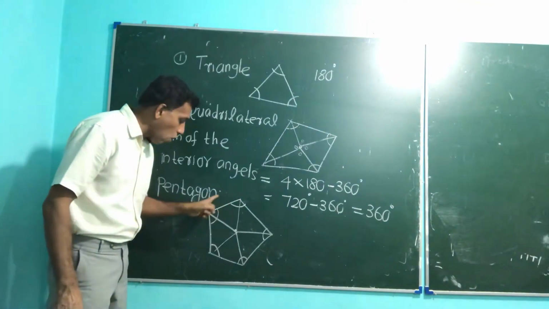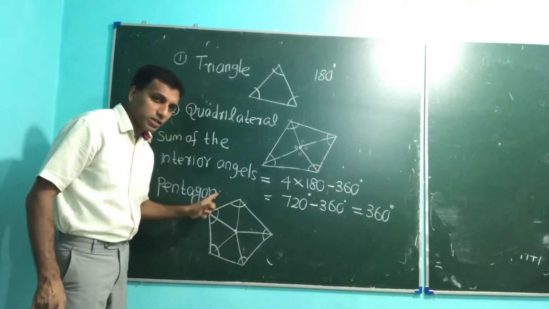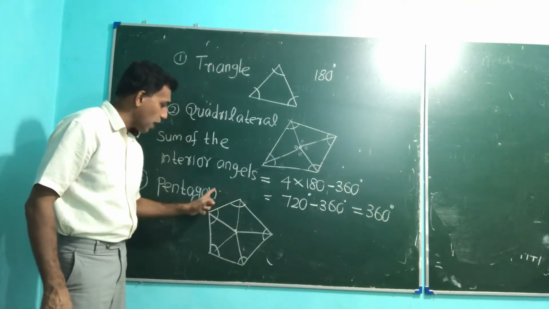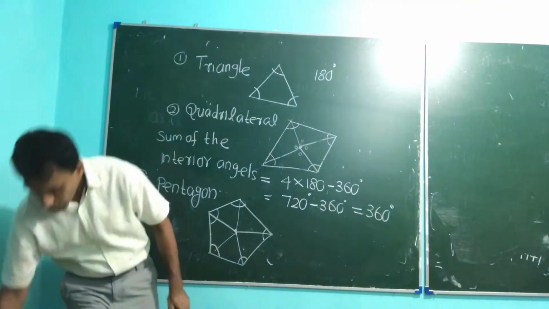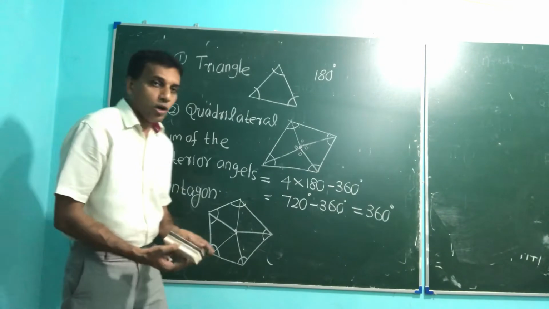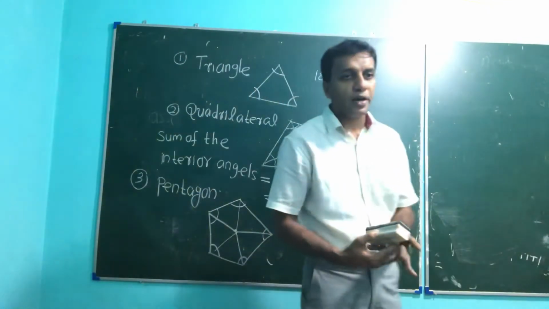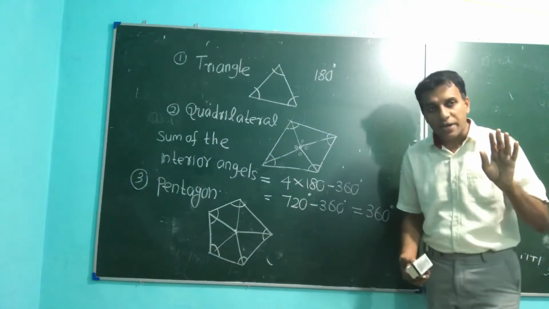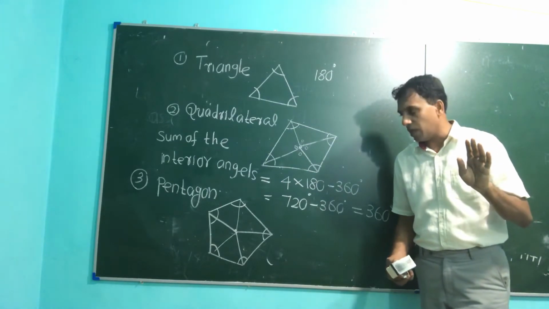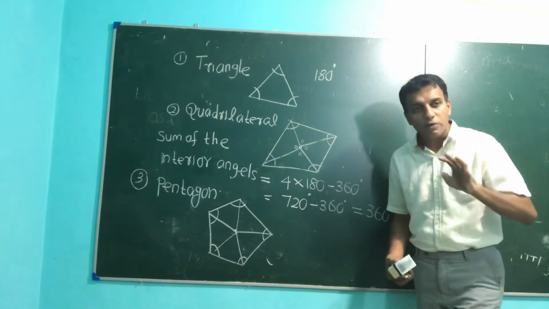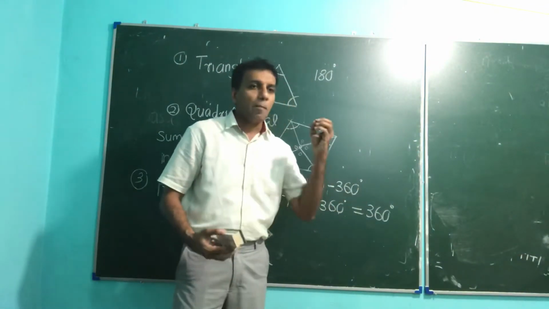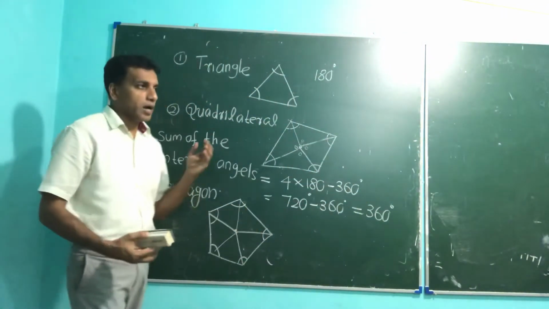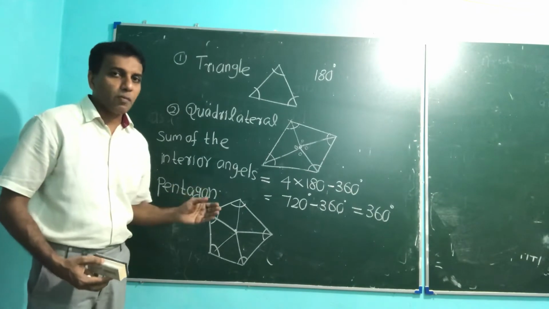So what is the question now? What is the answer for all these 5 angles? So what's the idea? One triangle is 180. If you take the addition of all the 5 triangles, what is the answer? 180 multiplied by 5, right?